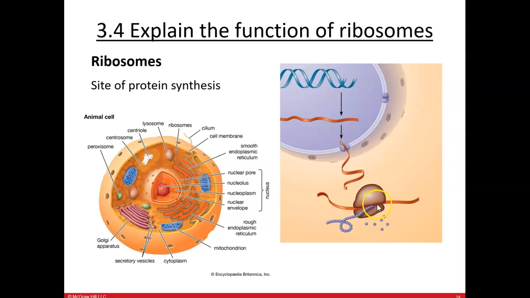Here's the instructions from the RNA on how to make that protein. The amino acids and the RNA come together at the ribosome, and then you hook the right amino acids together in the right order, and you make a protein. So ribosomes are the site of protein synthesis. We absolutely need proteins for cells to function.